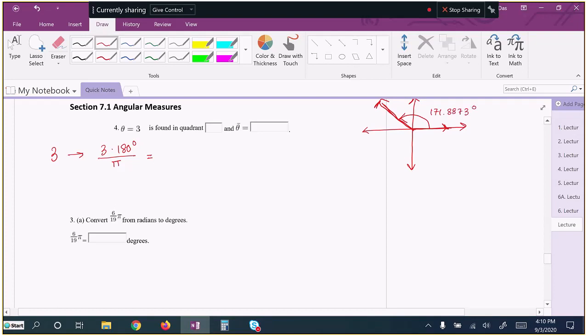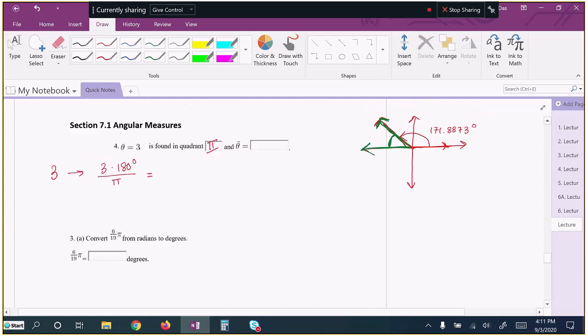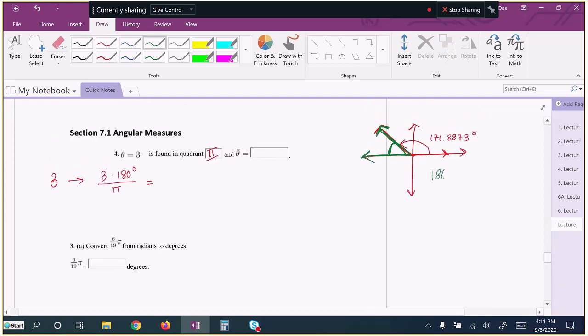Remember, we're still in degrees. So what I do now, I say that the terminal side is in quadrant 2. To find the reference angle, we are looking for the terminal side of the angle, which is this one, and the nearest direction of the x-axis. So this is the angle. How do I know how much is this angle? Well, clearly it's going to be 180 minus 171.8873 degrees. So let's do that in calculator as well.